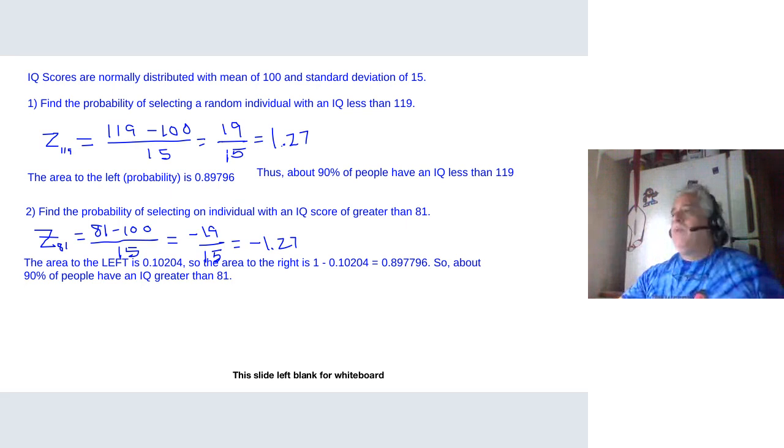Okay, the third scenario, using the same information. Oh, no, I'm sorry. This is a different one. I'll start a new page. This is kind of a standalone.